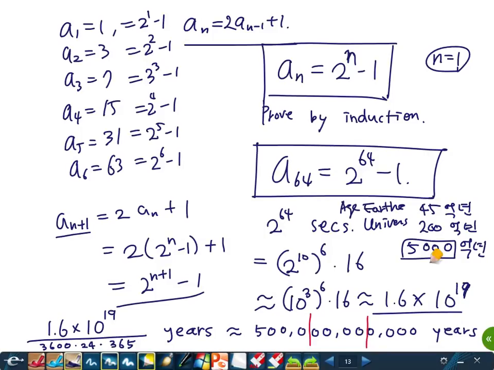So the point here is that it takes a lot of time. You cannot really do this in your lifetime, and this tells us how quickly this power function grows. 64 doesn't seem to be a big number. 64 is even less than 100, but if you consider 2 to the 64, this is unimaginably large.